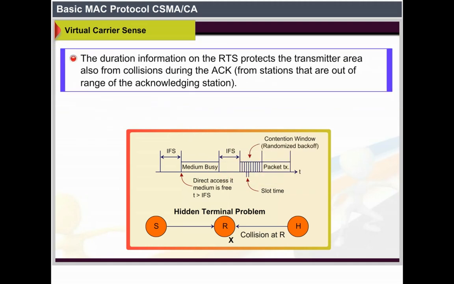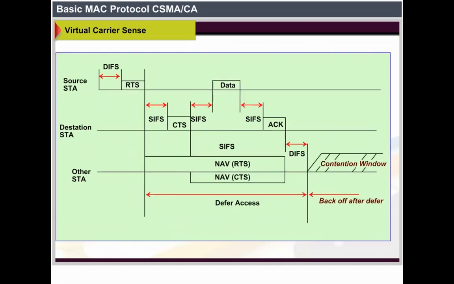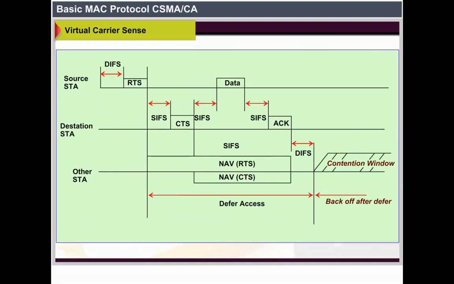The duration information on the RTS also protects the transmitter area from collisions during the ACK from stations that are out of range of the acknowledging station. It should also be noted that due to the fact that the RTS and CTS are short frames, the mechanism also reduces the overhead of collisions since these are recognized faster than if the whole packet was to be transmitted. The figure below shows a transaction between stations A and B and the NAV setting of their neighbors.